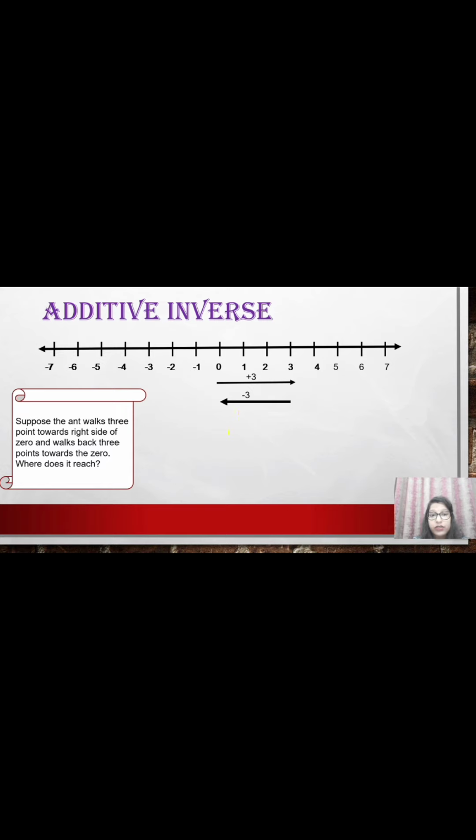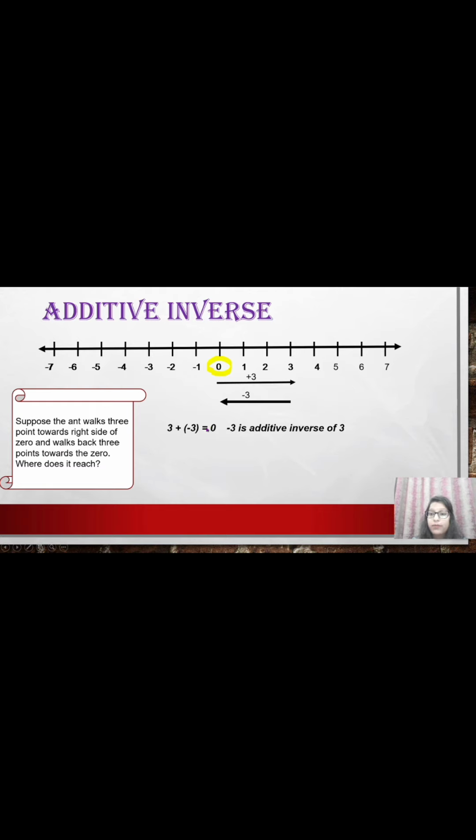So what will the answer be? The answer will be 0 because she starts her journey from 0 to 3 and then walks back 3 points towards the 0. So at the end where did she reach? She reached point 0. Okay, so 3 plus -3 is 0. The answer comes 0. So we can say that -3 is the additive inverse of 3.